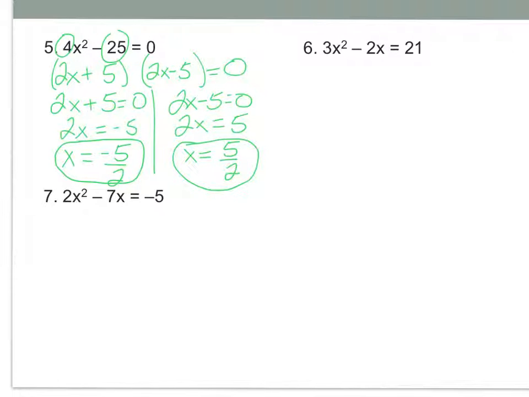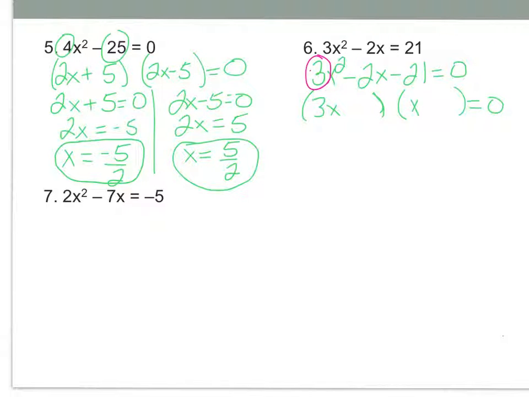So let's see. First we need to get our quadratic equation in the correct order. So I'm going to bring the 21 to the other side, which makes it negative. Alright, then I look. Do I have a GCF? No. Alright, so we're going to factor. I am going to guess and check to factor because since my first term, this 3x squared, since 3 is prime, my only choices are 3x and 1x.